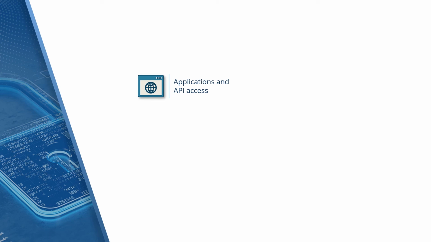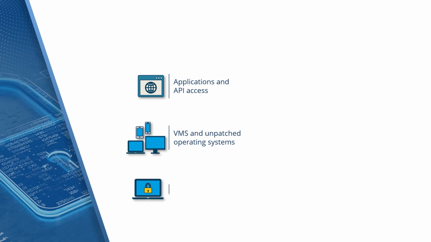So with doing a cloud-based penetration test, you can see what applications and API access the organization has into the cloud, what VMs or unpatched operating systems they may be running within the cloud. Are they using any type of cloud security platforms? If so, how can you get around that?